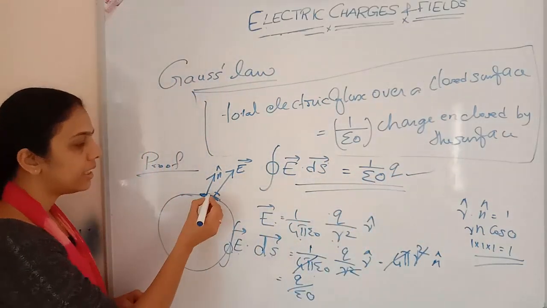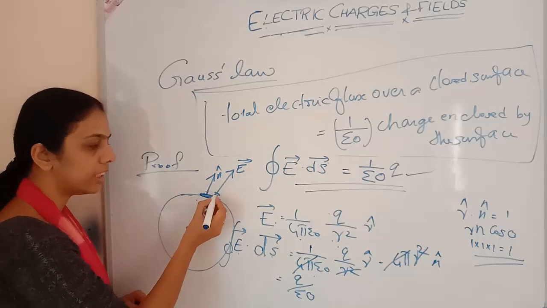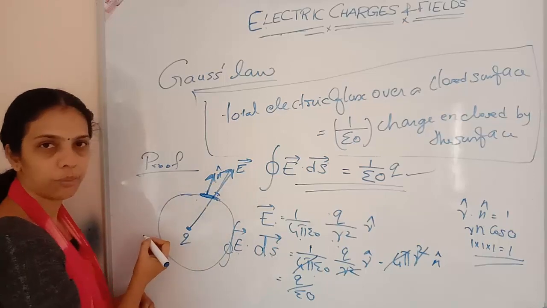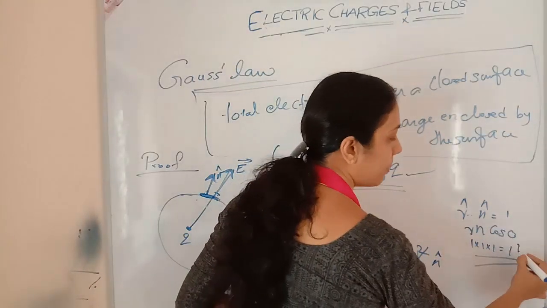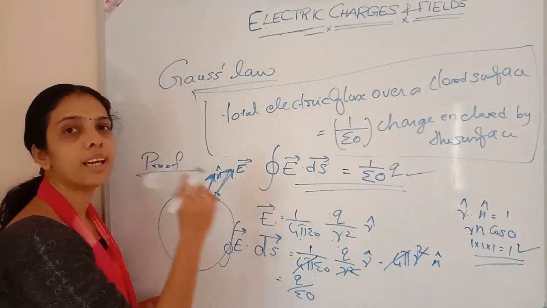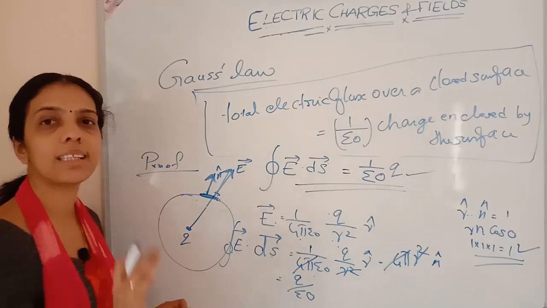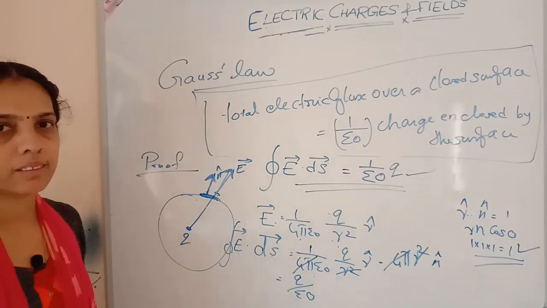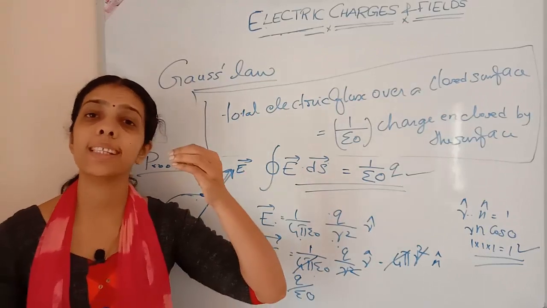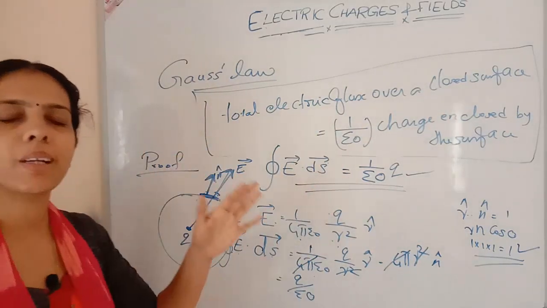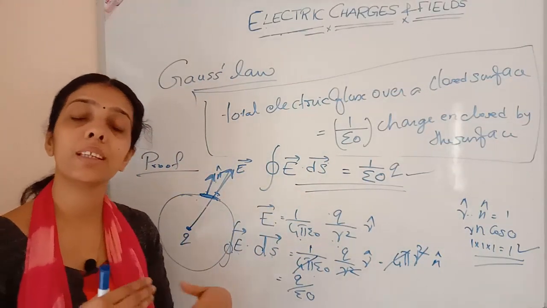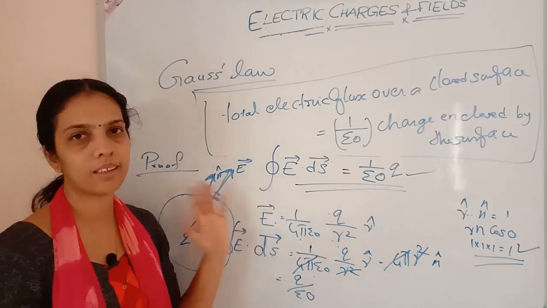And while we are considering E dot ds, E will be acting normally and ds will be acting normally. So r dot n will be equal to 1. So no need to take the angle between E and ds. E dot ds we can consider as E into ds. And this Gauss law is applicable for charges which are symmetrically distributed. So one symmetry should be there. If the symmetrical distribution is not there, we can't use this Gauss law.